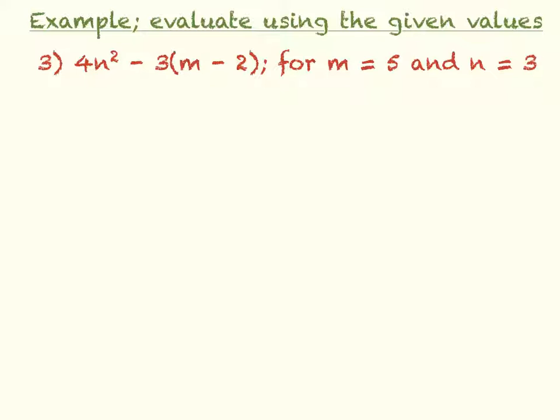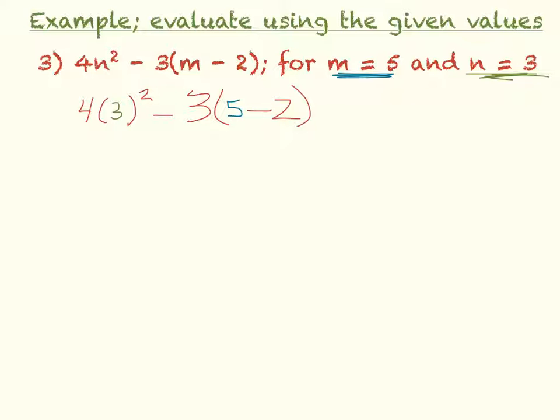In this next example, we have 4n squared minus 3 times the quantity m minus 2, for m equals 5 and n equals 3. So again, step 1, put 5 in for m and 3 in for n. So I have 4 times n, and my n was 3, squared, minus 3 times my m, which is 5, minus 2.